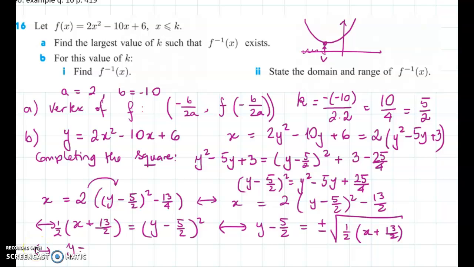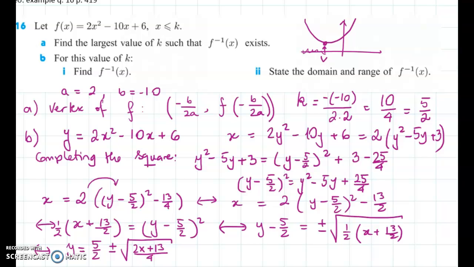So y is 5 over 2 plus or minus... we have to check which one is the one that we want. And then the square root of, I can expand a little bit and rewrite this as (2x + 13)/4. Now we need to decide which one of the options we want for the square root: if we want to take 5/2 plus the square root or 5/2 minus the square root.